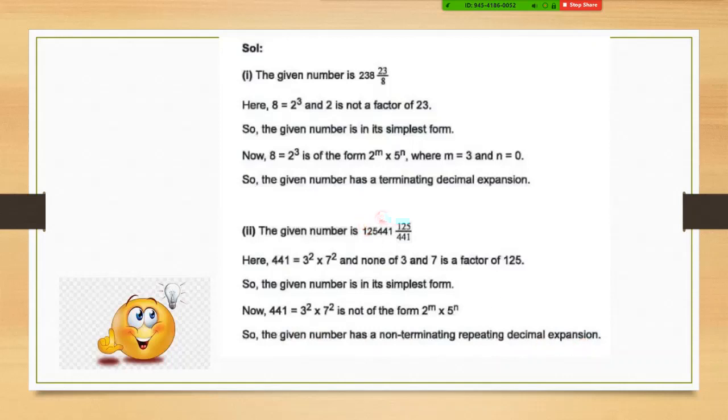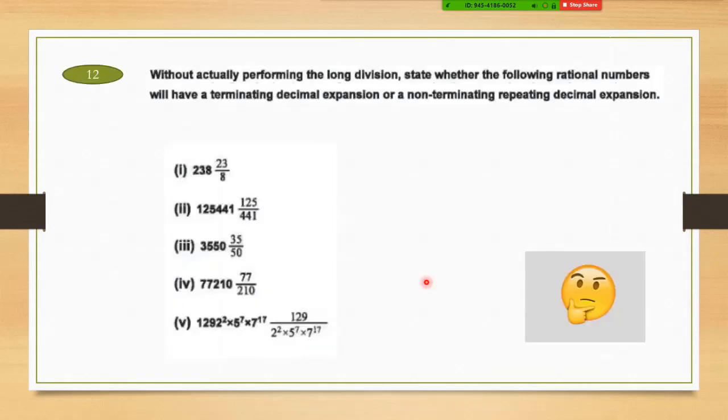Here everywhere, no, that slash is not there. 125 divided by 441, that slash is missing. Okay. Moving to the third sum.